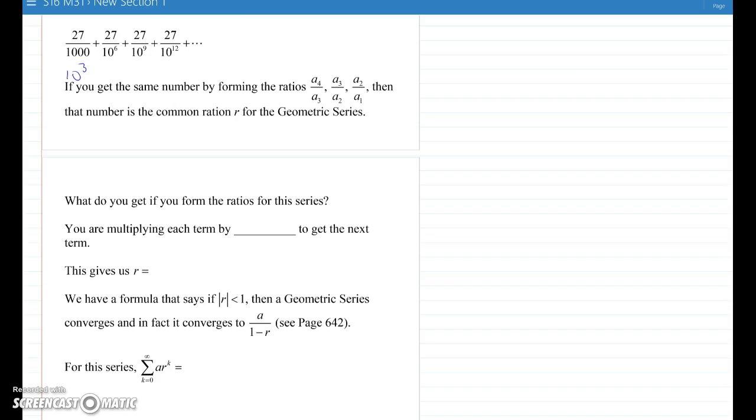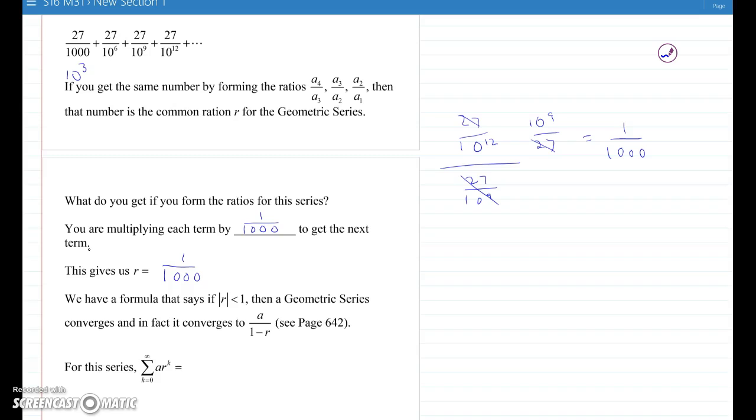So let's look at what happens if you form those ratios for this series. Like if you do 27 over 10 to the 12 over 27 over 10 to the 9, then that's 10 to the 9 over 27 multiplied, right? Since I'm dividing by a fraction. So I get 10 to the 9 over 10 to the 12, which is 1 over 1,000. And you'll see if you do more of the ratios, you keep getting 1 over 1,000. So you're multiplying each term by 1 over 1,000 to get the next term. So that tells us that R is 1 over 1,000.